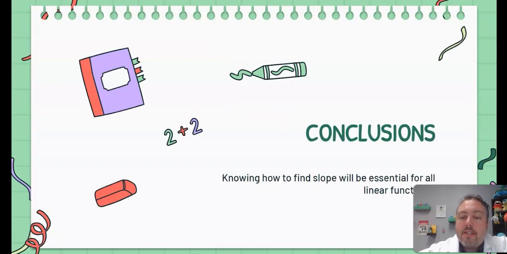Now, slope is essential for linear functions, okay? All linear functions can be written in slope-intercept form. It's helpful if you're trying to graph lines or if you're trying to look for things like parallel or perpendicular. So knowing how to find a slope in any of these three situations can be really helpful in any sort of problems related to graphing or parallel or perpendicular.